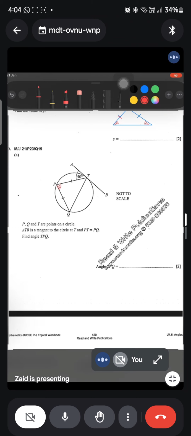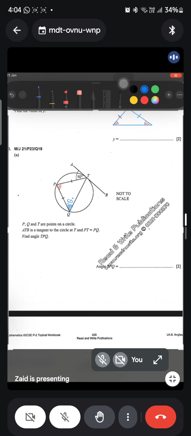Can anyone tell me? Sir, 25. No, no. Sir, 40 degrees. No, I'm talking about this angle, TQP. Anyone? Sir, 90 degrees. No. 50. Sir, because of alternate segment. MashaAllah. Excellent. Keep it up.